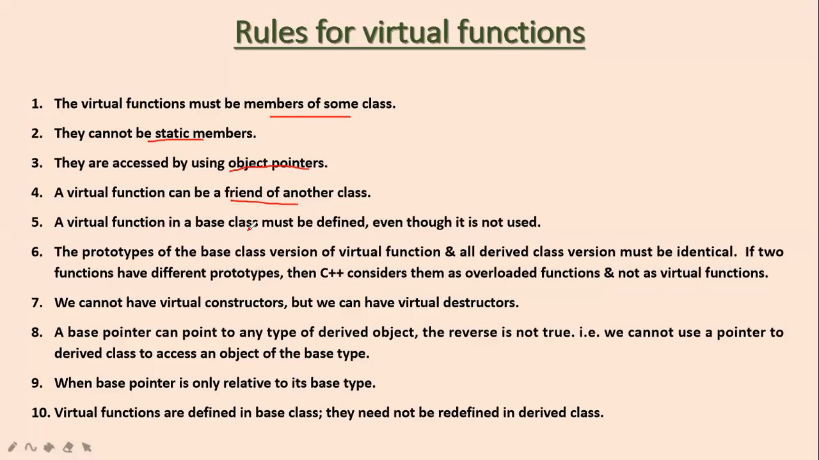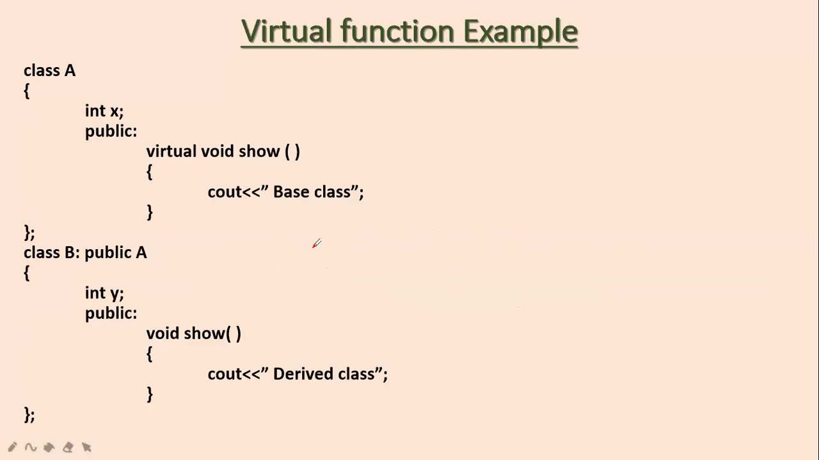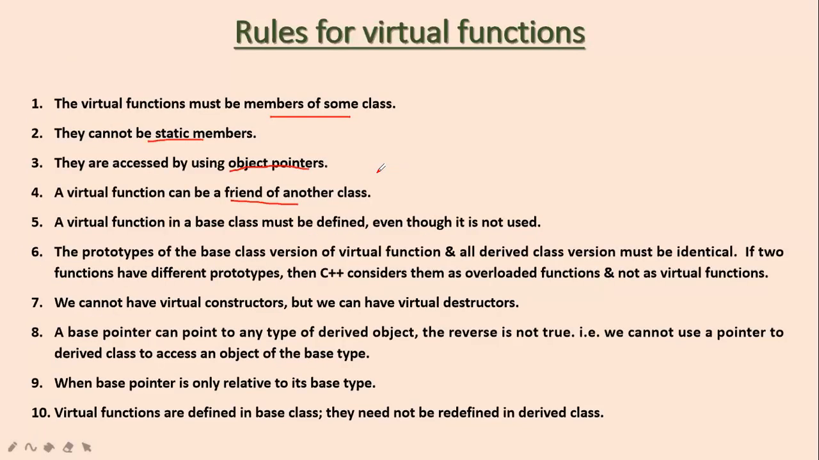A virtual function in a base class must be defined even though it is not used. If you are not going to use the virtual function in the base class, still you have to define it. But if you are not going to execute it, then how do you mention it? Write this part, virtual void show, and this part is not required. You can keep this bracket empty.